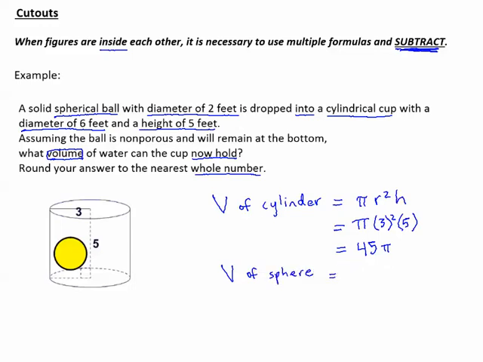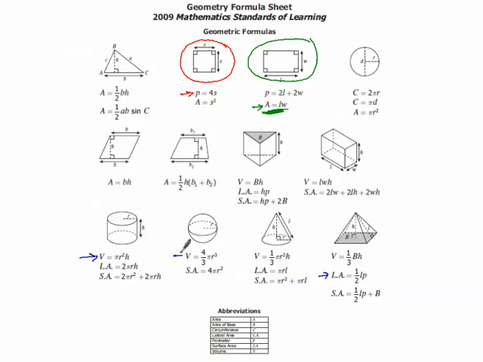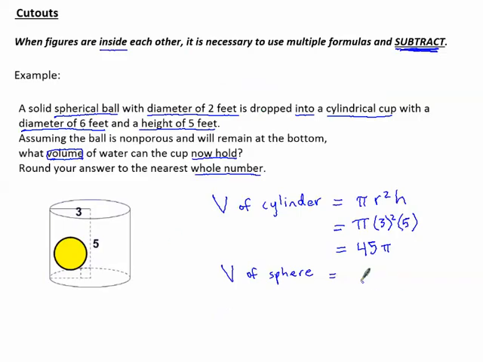Back to our formula sheet, we look for the sphere, and the volume says 4/3 pi r cubed. So we will write down 4/3 pi r cubed. 4/3 pi. The radius, well, they gave us a diameter for the sphere. They said that the diameter is 2 feet.